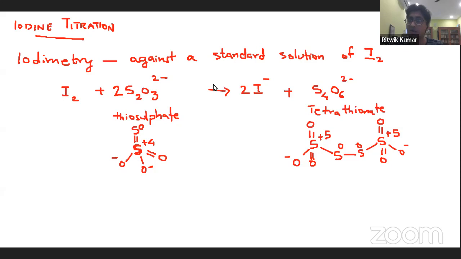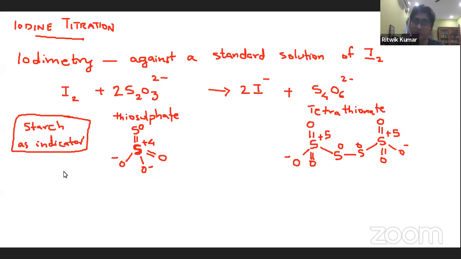Each iodine atom is gaining 1 electron and taking 1 electron from each sulfur of thiosulfate. Is it clear how the reaction is occurring? In this iodimetry, you're using starch as the indicator. This will be the usual reaction that you have to remember for any iodine titration, right? So the difference between iodimetry and the next type is just the sequence in which you do the titration, right? In iodimetry, you're taking, for example, thiosulfate solution and you're titrating against a standard solution of iodine.